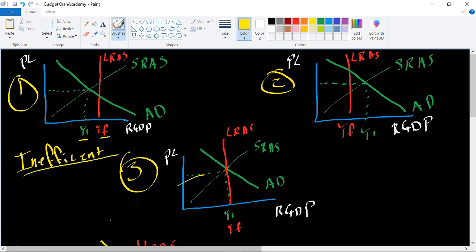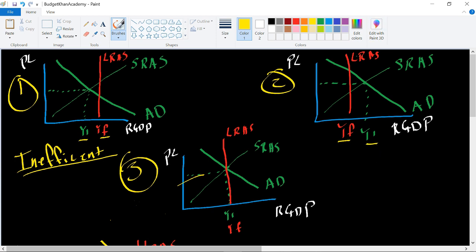This is inefficient, and if you remember the guiding question of economics, it's all about how do we make use of our scarce resources. The last thing we want to do when handling scarce resources is use them inefficiently. So number 1, this recessionary gap, this is not necessarily something we want to see. If we go to number 2, we have this opposite scenario where YF is less than Y1.